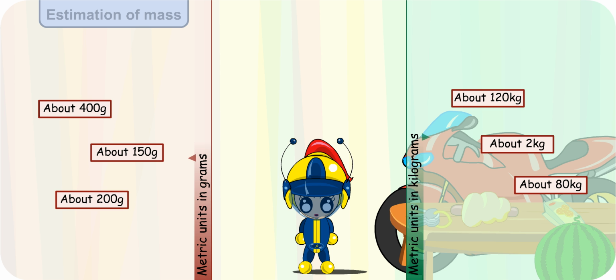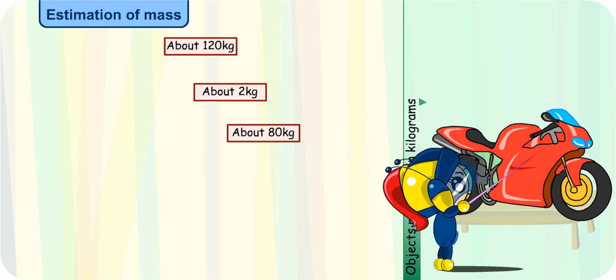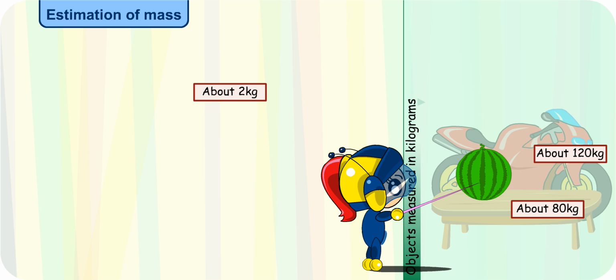Since I can't measure the actual mass of the objects, I have to estimate their masses. I will have to look at the object and guess how heavy it is. Of all the big objects, the motorcycle is the heaviest. So I estimate the motorcycle's mass to be about 120 kg. The next heaviest is the table, and its mass should be about 80 kg. Finally, the watermelon. Its mass is about 2 kg.